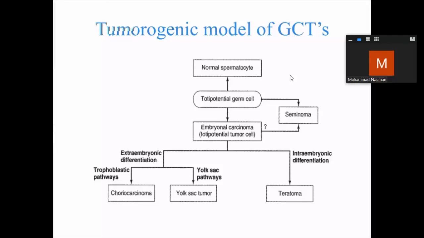Or if it happens during the extraembryonic differentiation, like the yolk sac and the chorionic layer which are surrounding that embryo: if it is in the yolk sac, it is called a yolk sac tumor, or if it involves the chorionic layers, it will be called choriocarcinoma or trophoblastic path.